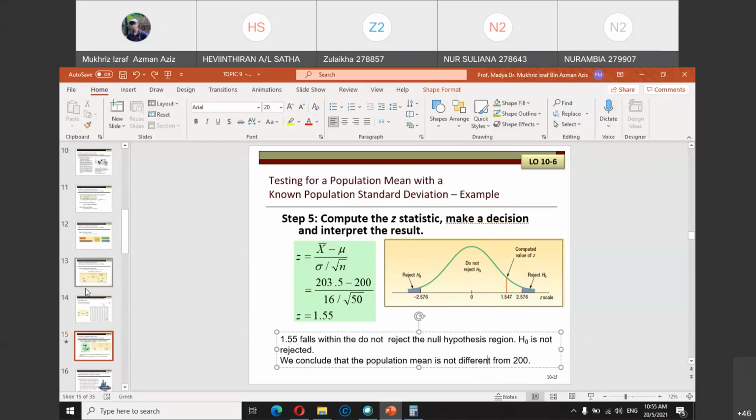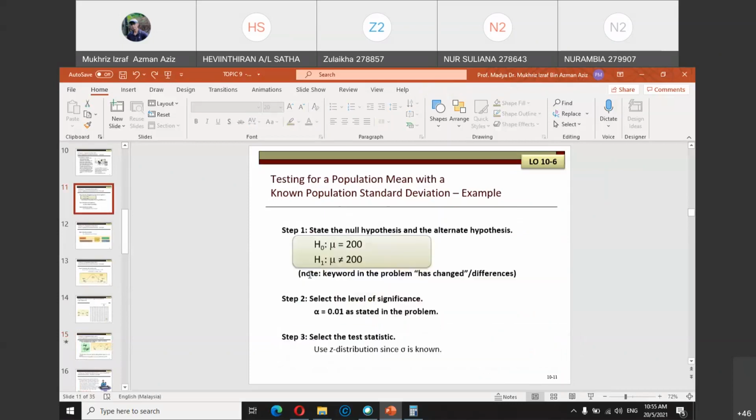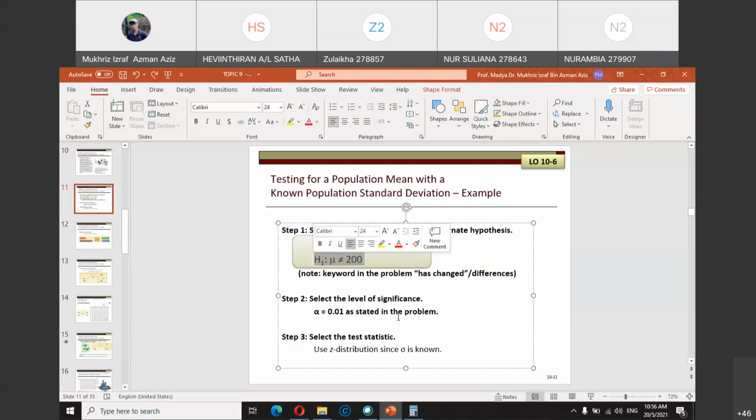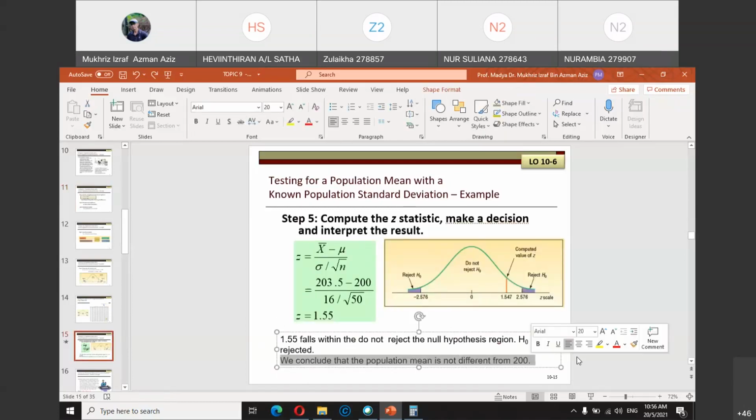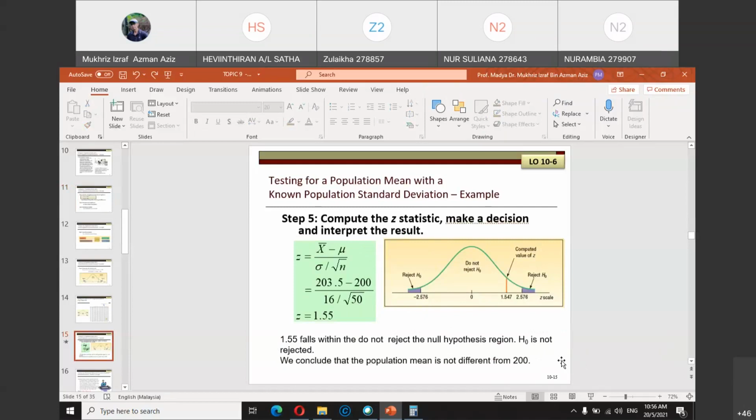Why? Because if you reject H0, you are supporting H1, correct? So because you cannot reject H0, you cannot say that the mean is not equal to 200. So basically, your sentence here refers to your H1, because the burden of proof is in the H1. So whatever statement you want to make for the third part, part number 3, always refers to your H1.